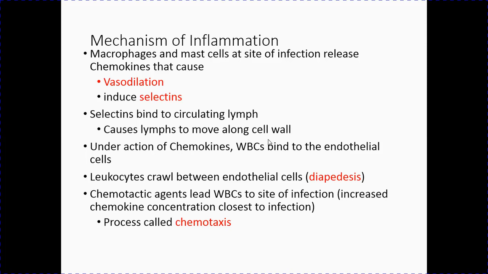It requires selectins to bind to the cells of the circulating pool. That causes them to bind to the endothelial cell walls of the vasculature, and then they crawl out between the endothelial cells in a mechanism called diapedesis. Chemotactic agents then lead the white blood cells to the site of infection. Remember, from low concentration of chemokines to highest concentration of chemokines. And that process of movement towards the site of infection or towards the site of damage is called chemotaxis.